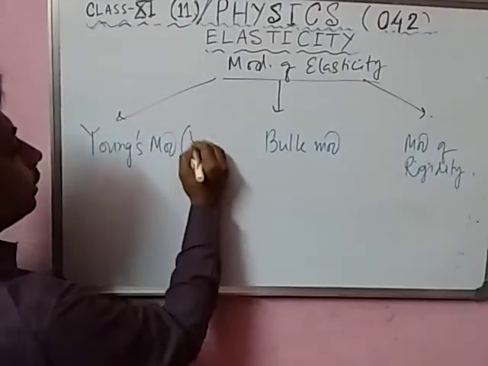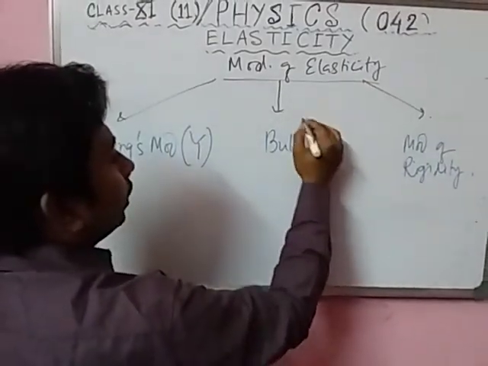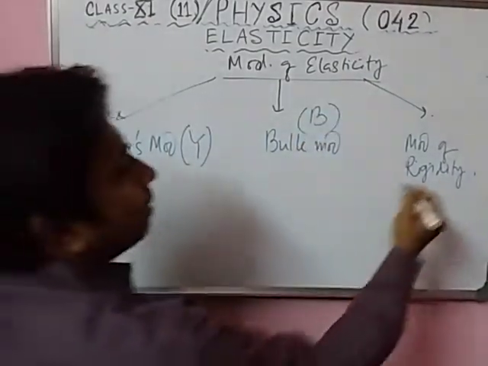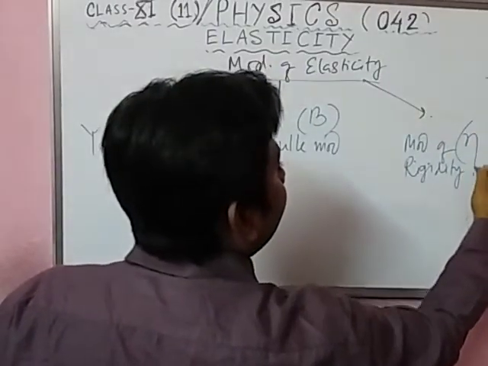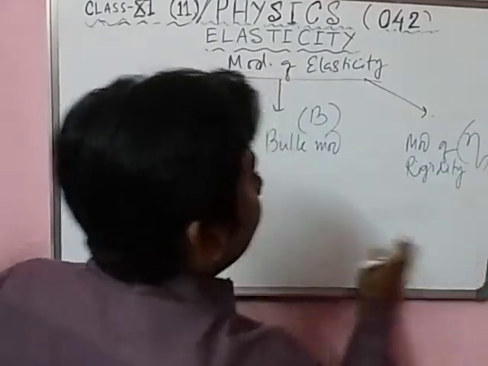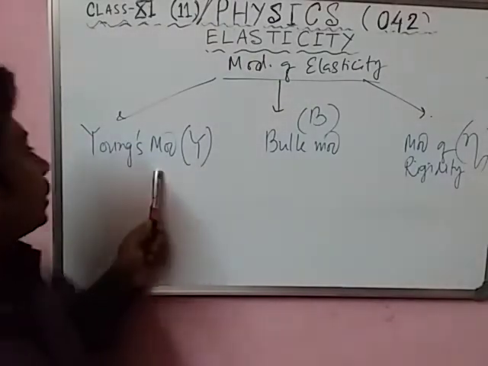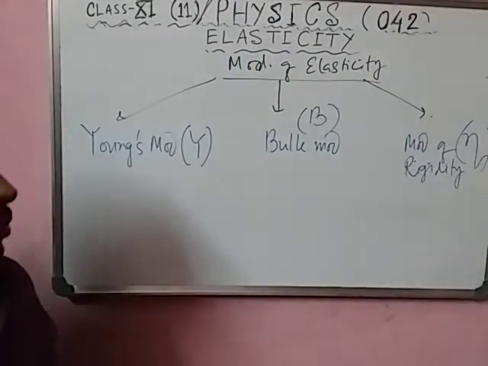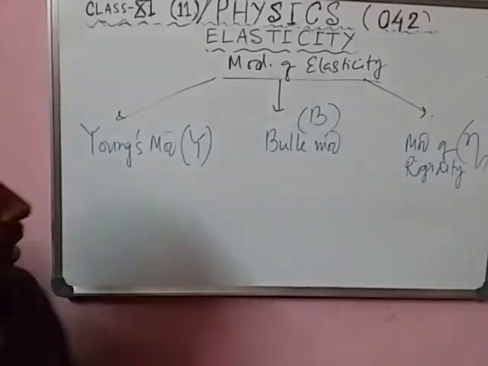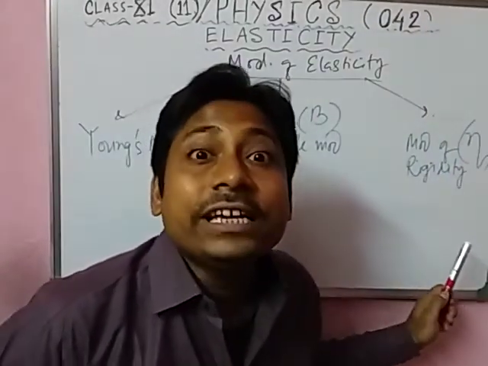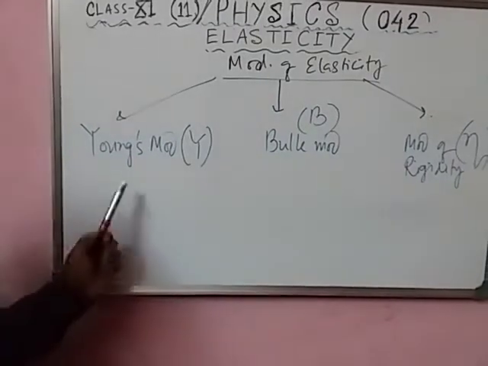Young's modulus you can write as capital Y. Bulk modulus you can write as capital B. And modulus of rigidity we can write as eta. So Young's modulus Y, bulk modulus B, rigidity eta. Okay. So, Young's modulus.